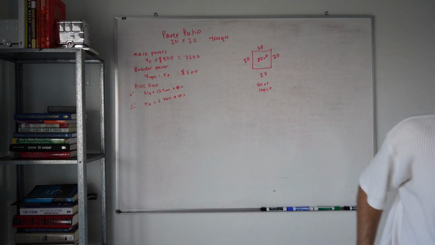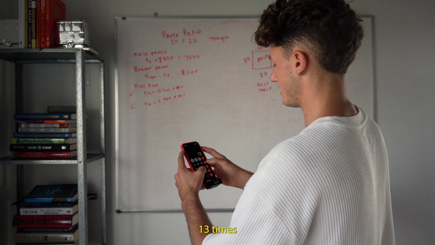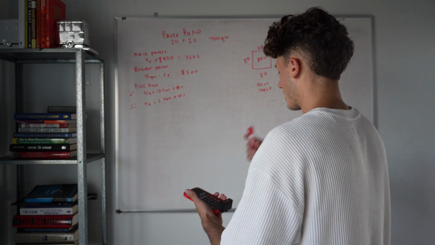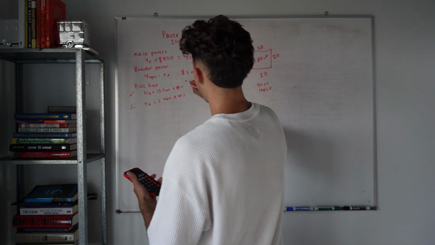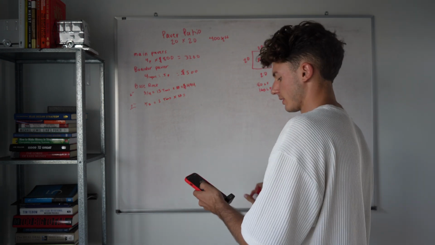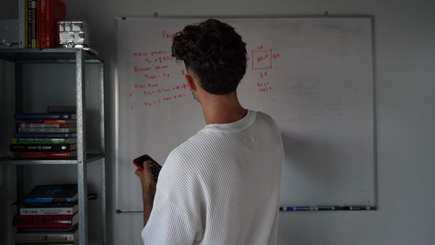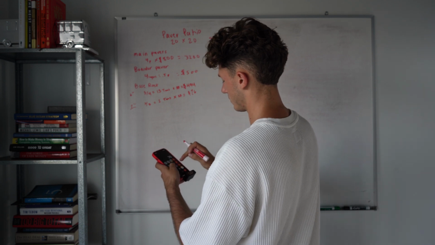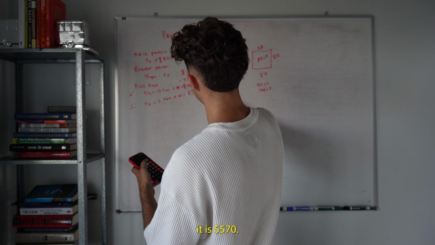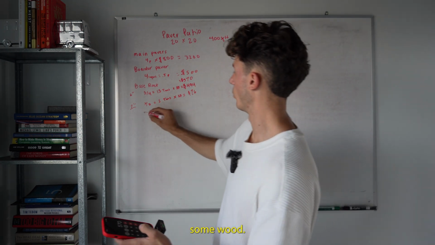So we are going to need, get my calculator out, 13 times $38 is $494. $494. And then for the 3/8 chips, 2 times 38 equals 76. So in total for base rock, it is $570. All right, so now next we're going to need some wood.